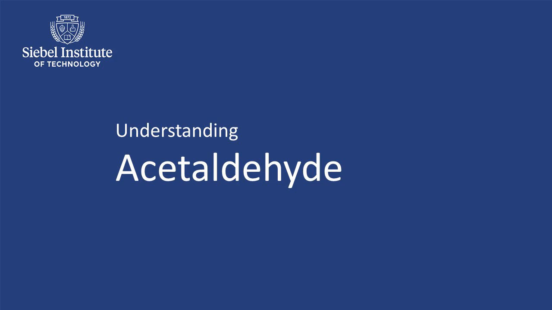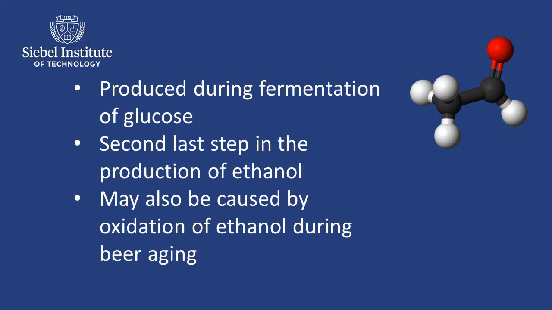Acetaldehyde is produced by yeast during fermentation of glucose. It's the second last step in the production of ethanol, but it may also be caused by the oxidation of ethanol to acetaldehyde during beer aging.